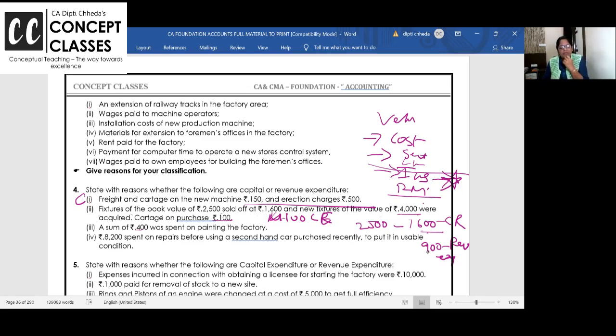A sum of 400 was spent on painting of the factory. Now this is a revenue expenditure. Routine, you may be doing denting, painting every Diwali, every Dussehra, fine. But if they give the language in the exam that 400 is spent for painting the factory for the first time, when you have purchased a second-hand factory and you want to paint it, then you capitalize. Otherwise, 400 spent for painting, charge it off to the revenue.